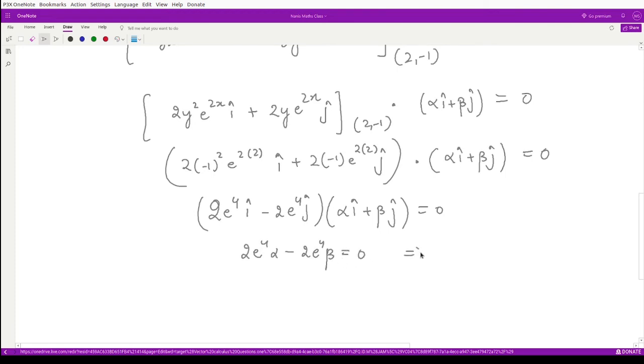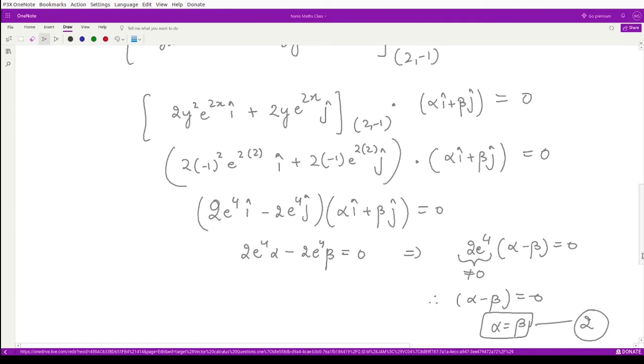Now from here, you can take 2e⁴ common. So you have alpha minus beta is equal to 0. Now this quantity 2e⁴ cannot be 0. Therefore, you have alpha minus beta equal to 0. So that means alpha is equal to beta. So from this equation, you obtain the value of alpha and beta to be equal.